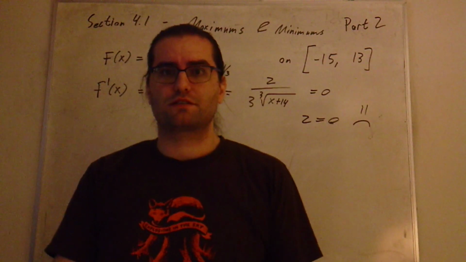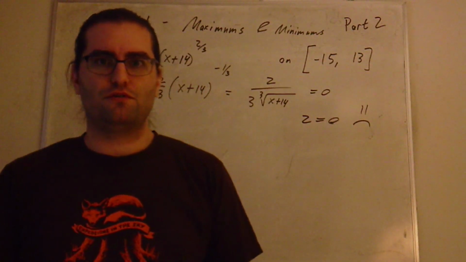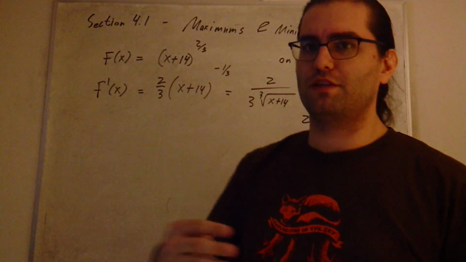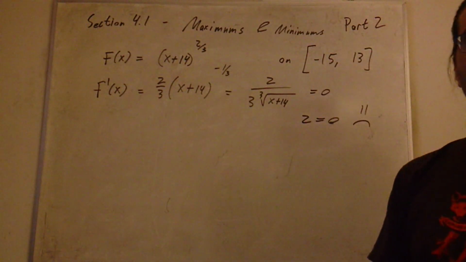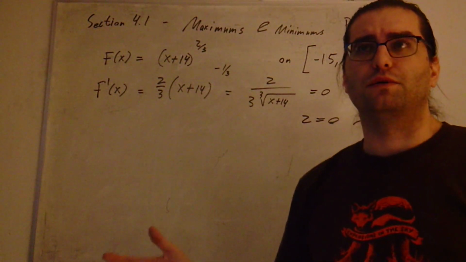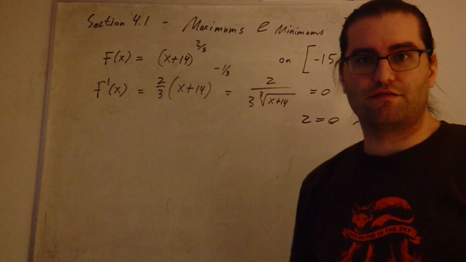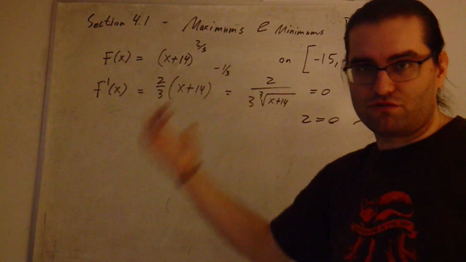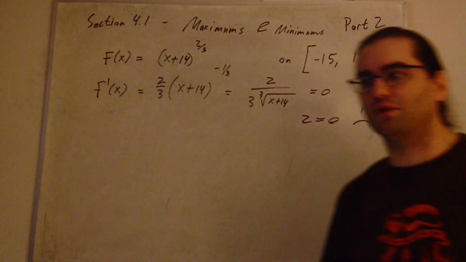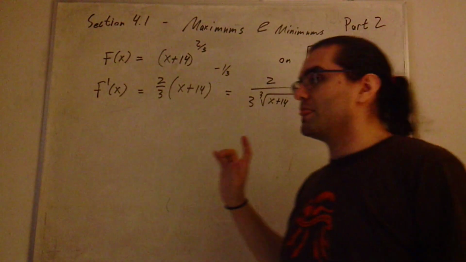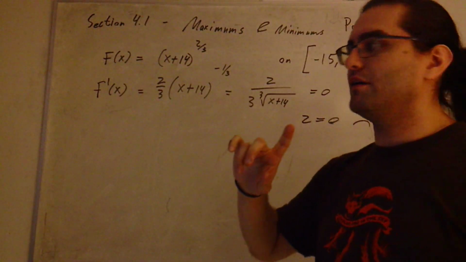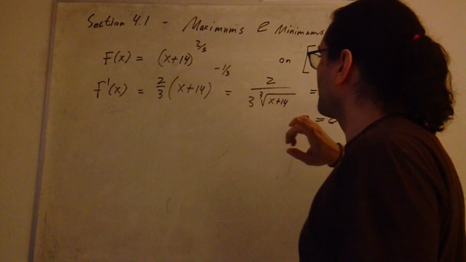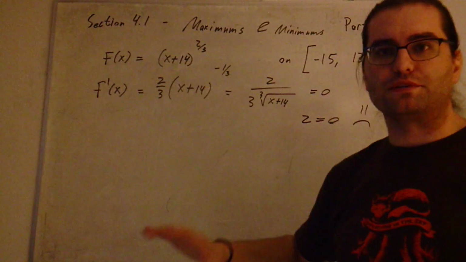I'm glad you asked, hypothetical viewer who I'm engaging in hypothetical dialogue with. The answer to that question as asked is, if there's no critical points, then don't worry about it. If there's no critical points, use the endpoints. You can still get a maximum and a minimum out of some endpoints. That's if there are no critical points.